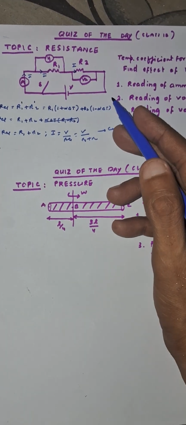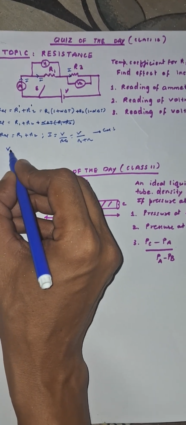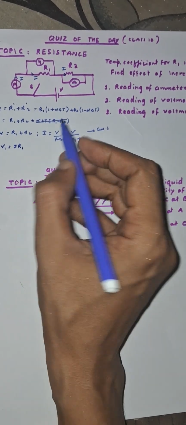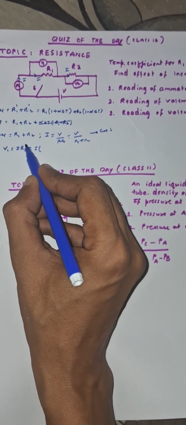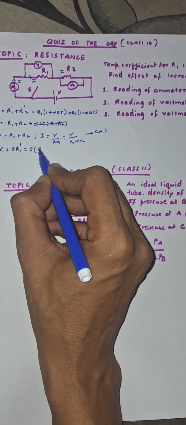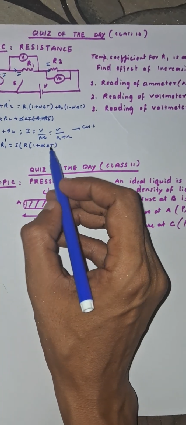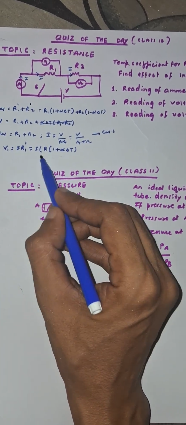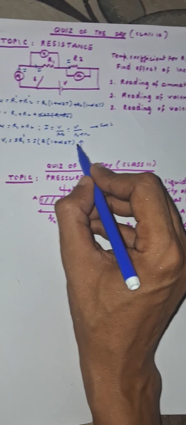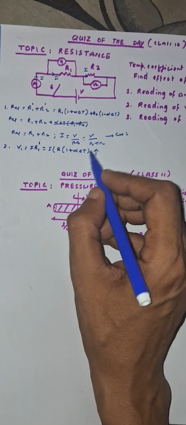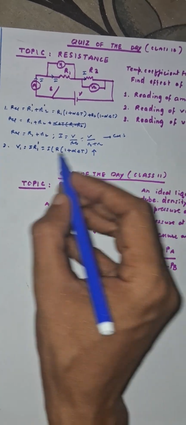We assume that the voltmeters are ideal, so they offer infinite resistance. So we can write V1 as I into R1. Now R1, after increasing temperature, let us say becomes R1 dash. So it can be written as R1 plus alpha delta T. So certainly you can see that initially delta T is 0. So V1 will be IR, but after increasing temperature, V1 will increase with increasing temperature. We can analyze this mathematically. The delta T will be positive, so V1 will be greater than IR. Initially it was IR, so it will increase.